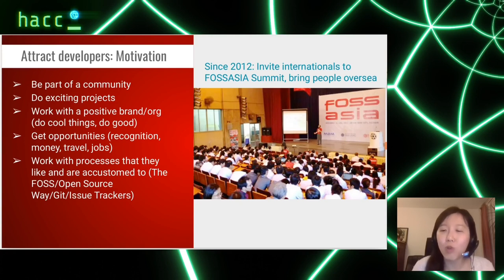Since 2012, we have tried to reach out to more international communities and invite developers and speakers from the West to come and connect with our people to share knowledge, and at the same time we look for opportunities to bring the contributors overseas, where they can get exposed to a more global environment.